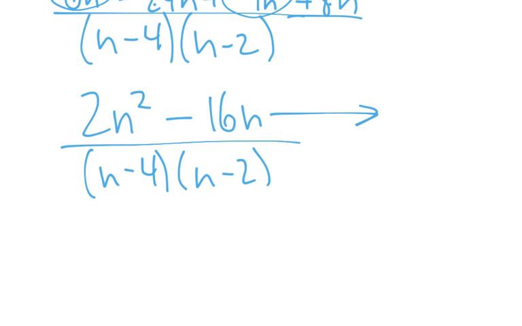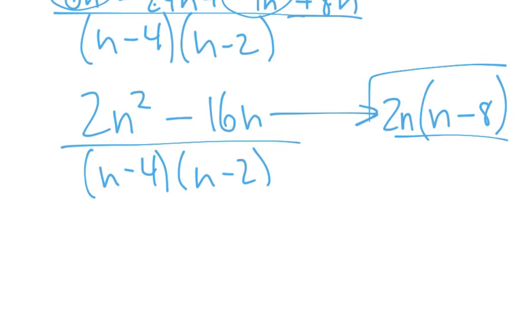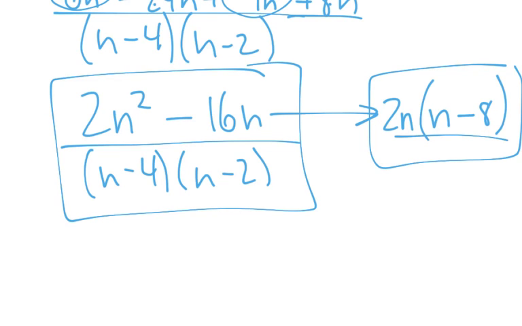Now this top looks like maybe it could work if I pulled out a 2n and end up with n minus 8. So nope, not quite. So I could leave the top like this, or just leave it all like that and call it good, which is what I'm prone to do here. So there we go, and we're done.